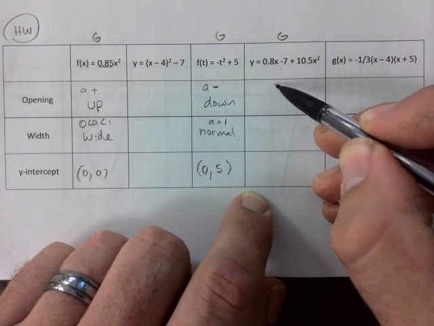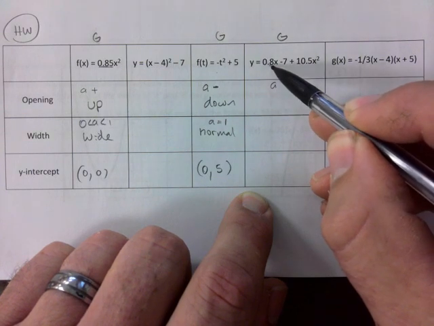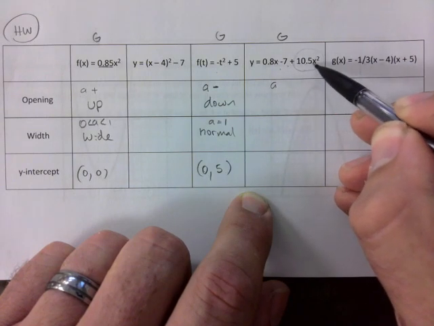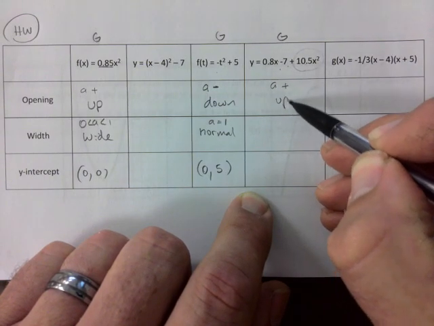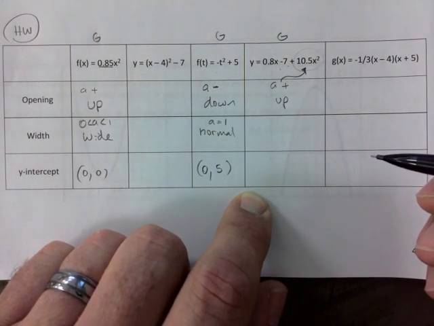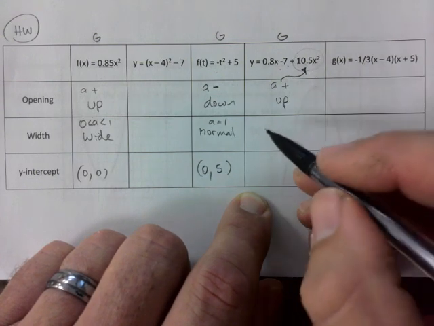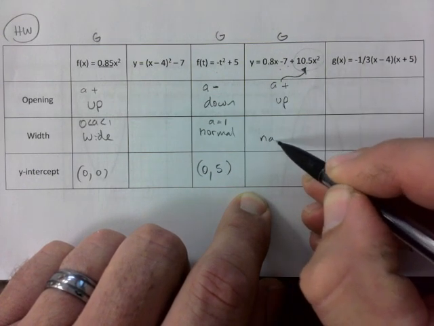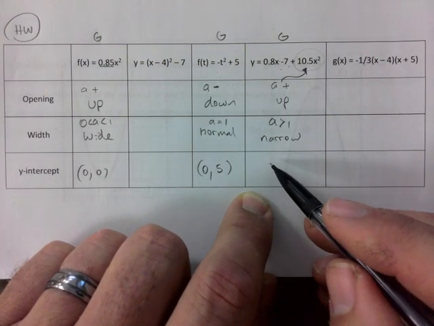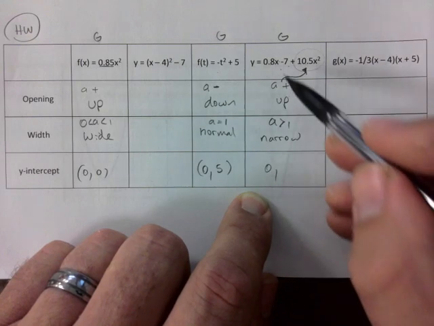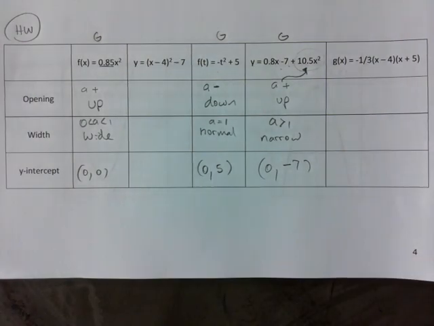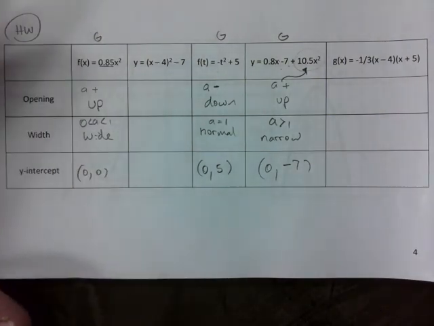Next, A is, this is not A because it's just x. Constant, oh, it's tucked in behind here. So it's positive, it goes up. I'm just going to make a note that in that case, A, which is the leading coefficient, is this number right here. This is going to be a narrow curve because A is greater than 1. And the y-intercept is just (0, -7). I may highlight all of those later on, like where did I get that number from?